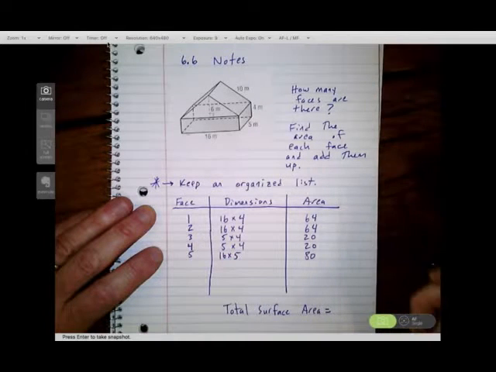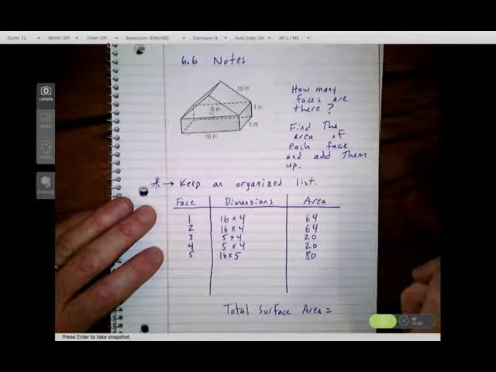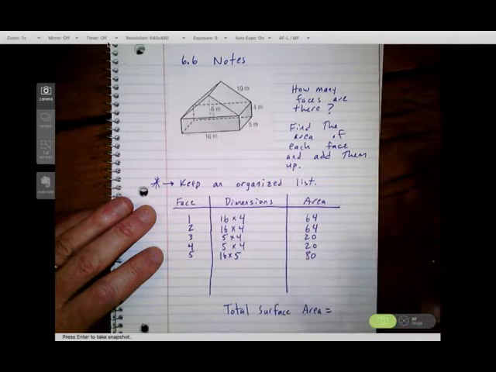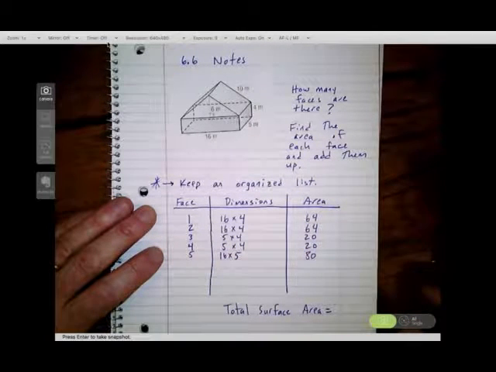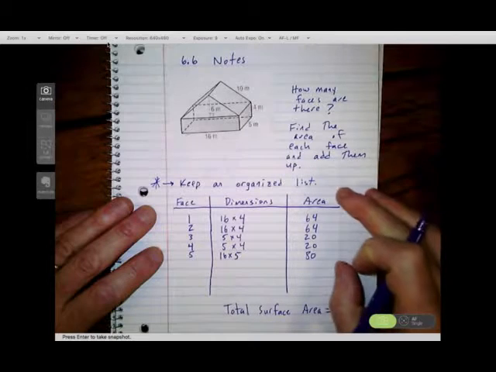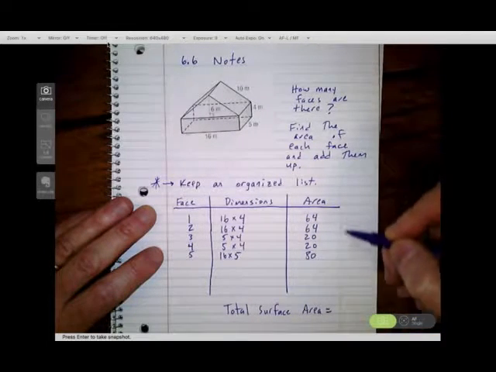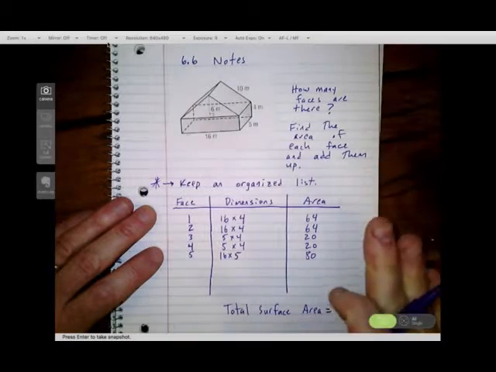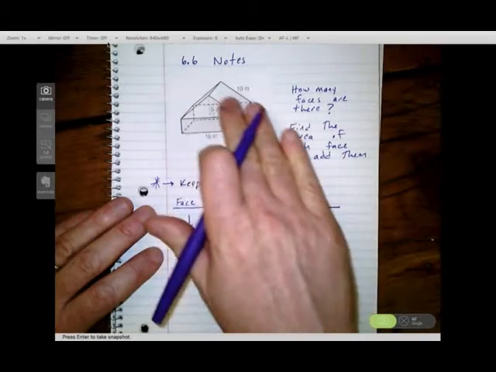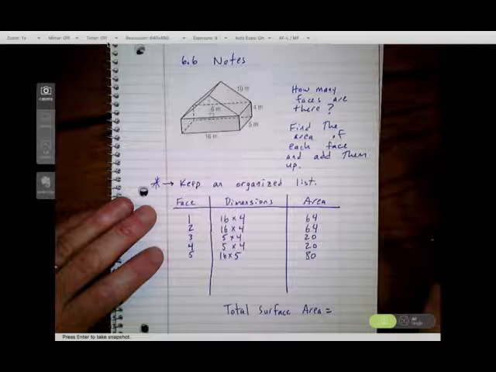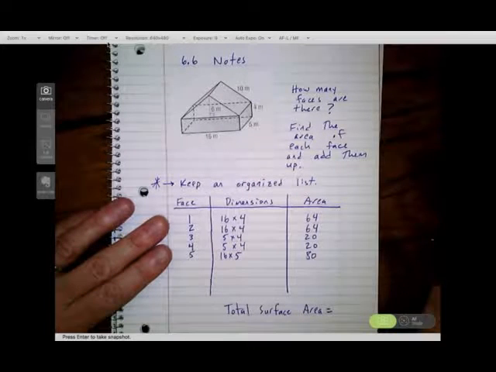If you need to use a calculator for this, that's fine. These take a lot of time to do, and the calculator will save you a little bit of time for each problem. What I'm most interested in is you keeping a list here, not missing any of the faces, and just being very deliberate and very careful as you find the surface area of your shapes. So we got 5, that's the bottom.